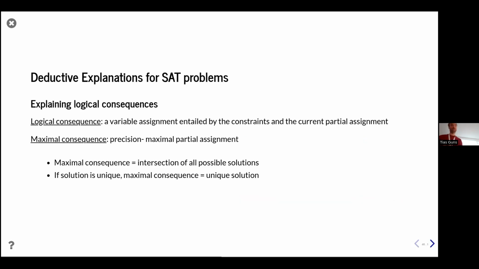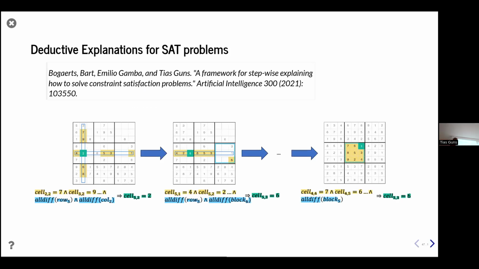And so can we now explain that? Well, what we did in that paper is we do a stepwise explanation. That means that we initially only want to explain one variable assignment in that maximal consequence. We're not going to explain all of them, just one of them. And if we have that one, we're going to explain another one, the next one, and then the next one, and then the next one. And in that way, we can explain each of the individual variable assignments in the maximal consequence. And in case of Sudoku, you end up with the complete solution.